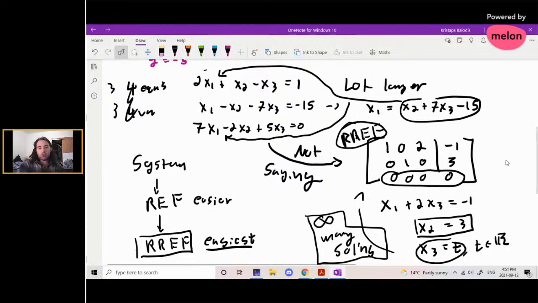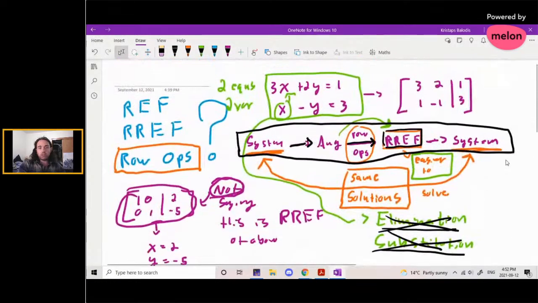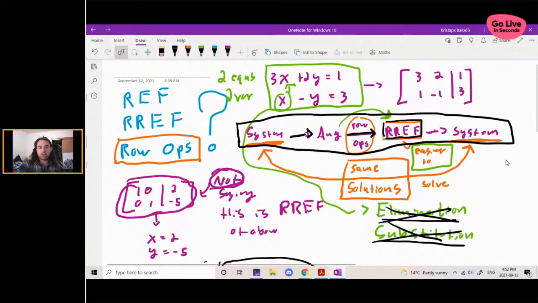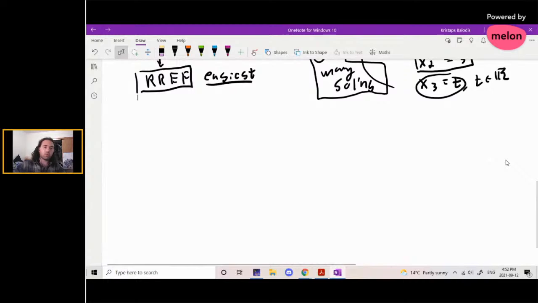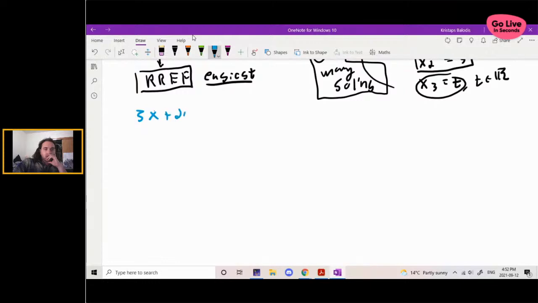Okay, so enough about me talking philosophically about all this stuff. Let's do some worked examples, right? Let's go through some of this. I made up this example up above, 3x plus 2y equal to 1, x minus y equal to 3. I think that's what I did. So let's try it.